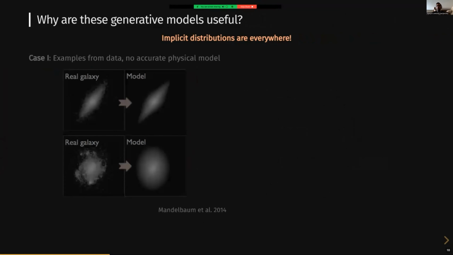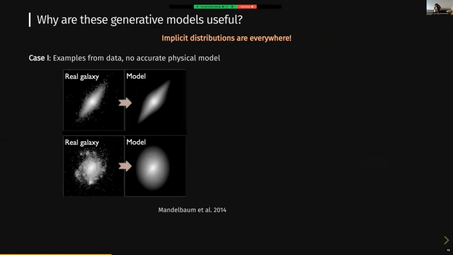All right, so why did I show you these deep generative models? Well, because in practice, when we try to analyze data, such as the data that I showed you from the Rubin Observatory, we actually have to deal with implicit distributions everywhere when we do our analysis. So where are they hiding? Well, the first place where they might be hiding is when we look at the data itself.